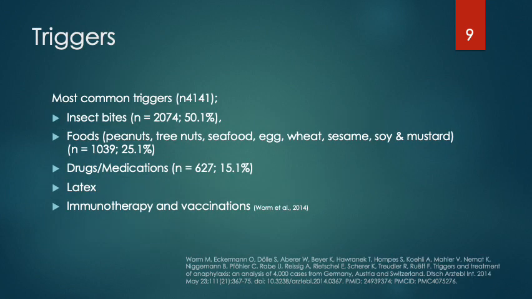Triggers: the most common triggers in this subset reported in the literature. It's quite a large collection of 4,100 anaphylactoid reactions. Insect bites are responsible for 50%, foods are responsible for 25%, and then drug reactions are responsible for 15%.